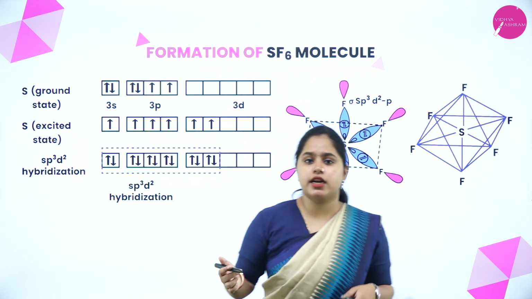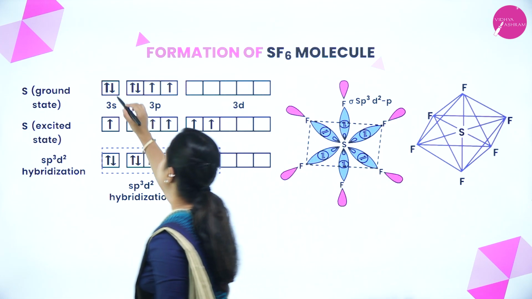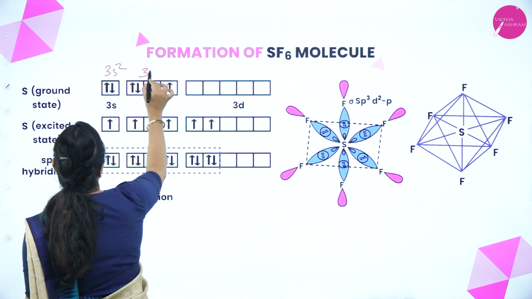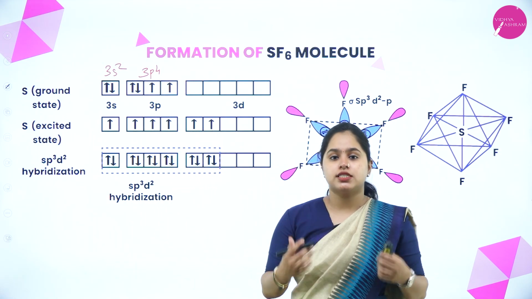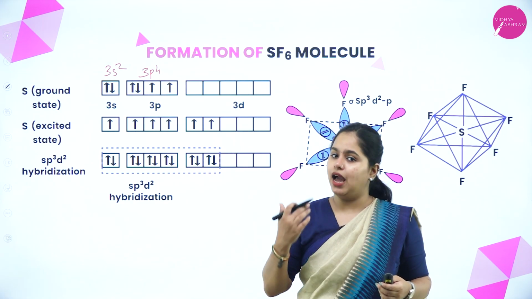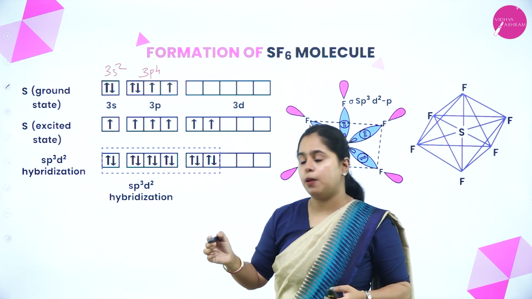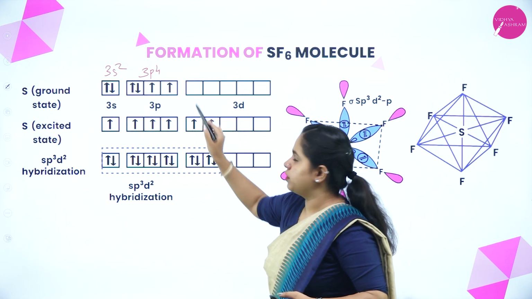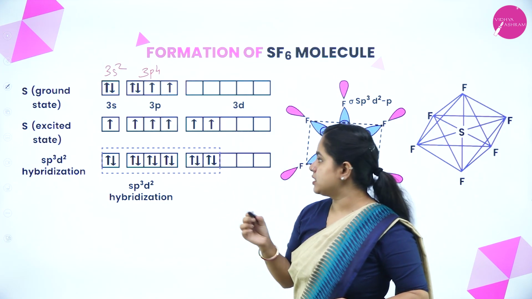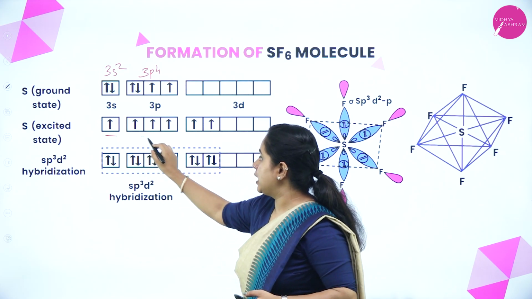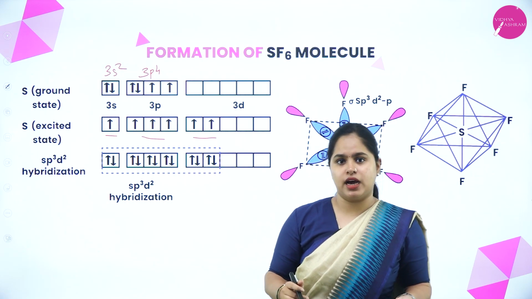So, in the ground state, the electronic configuration of sulfur is 3s2 and 3p4, right? We know that in the SF6 molecule, the sulfur has to bind with 6 fluorine atoms. As you can see here, only 2 unpaired electrons are there. So, what happens? Yes, 1 electron from here goes to the d orbital and 1 electron from here moves to the d orbital. So, as you can see here, there is 1 s, 3 p and 2 d orbitals that are going to take part in hybridization now.